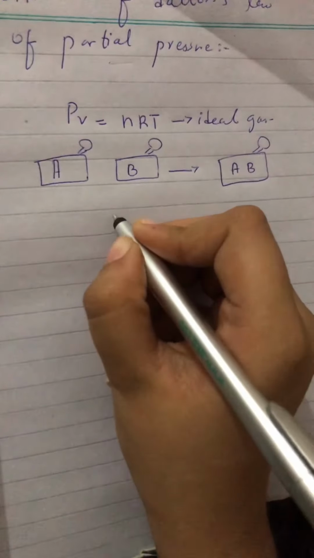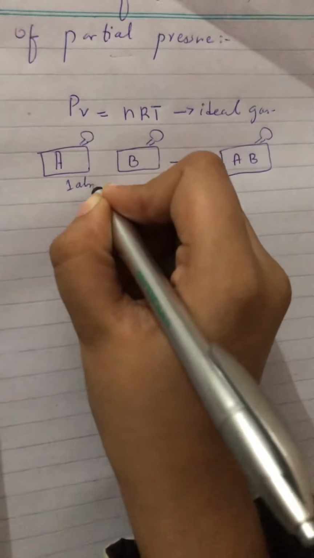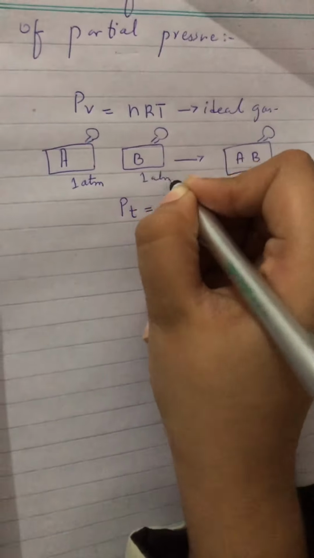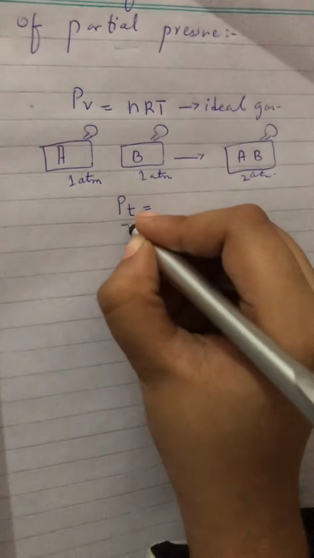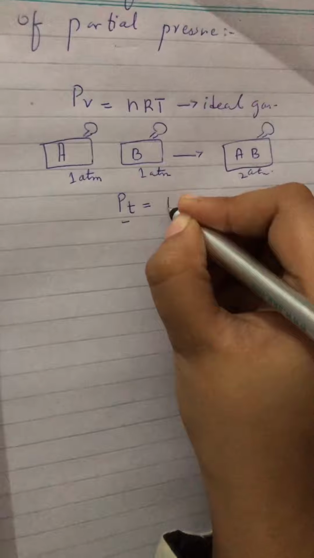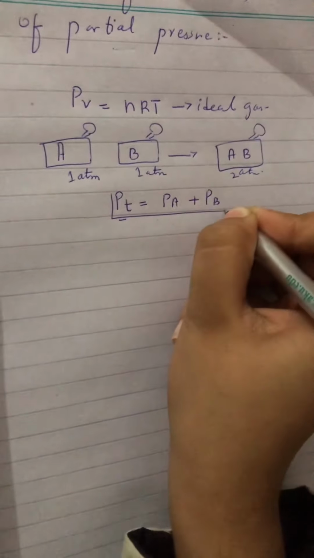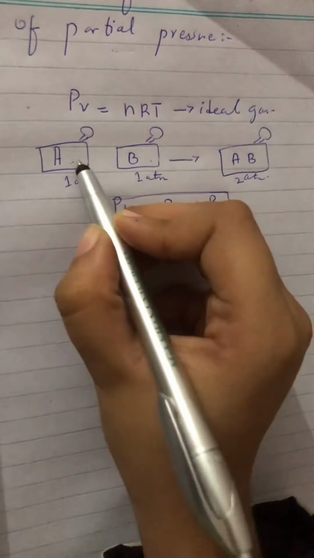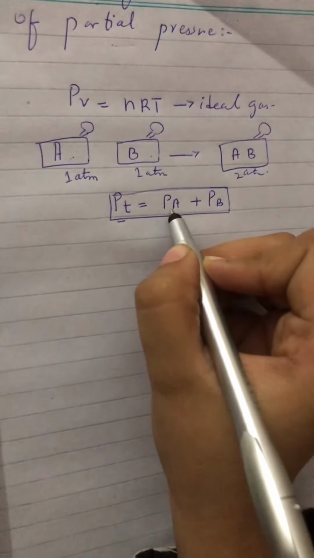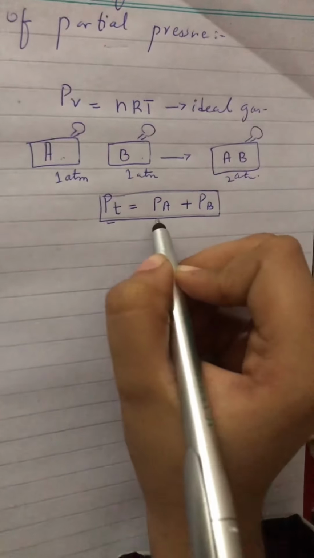So we can see the total pressure. Suppose here there is 1 atm pressure of A and 1 atm pressure of B, so the total pressure will be 2 atm. So we can say that PT, the total pressure, will be equal to the pressure of A plus the pressure of B, right? If there is any other gas, suppose CO2 or O2, we can write total pressure equals the pressure of oxygen plus the pressure of CO2. So the total pressure is equal to PA plus PB, right?